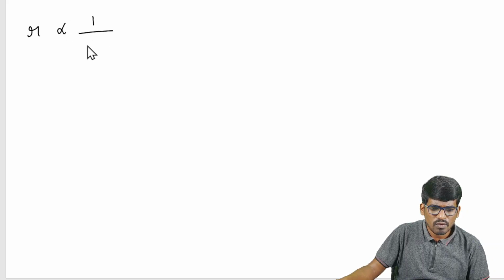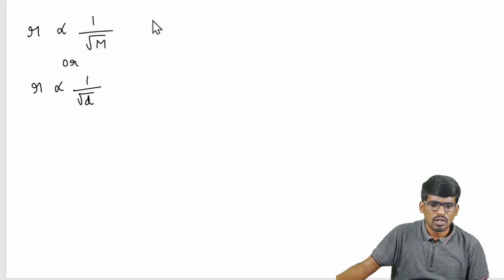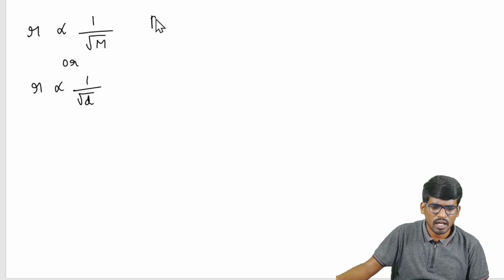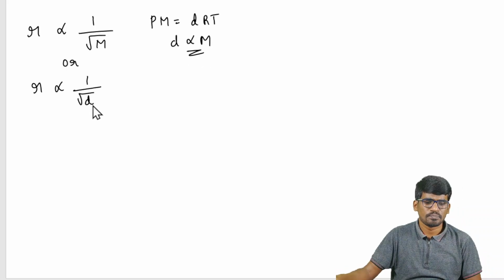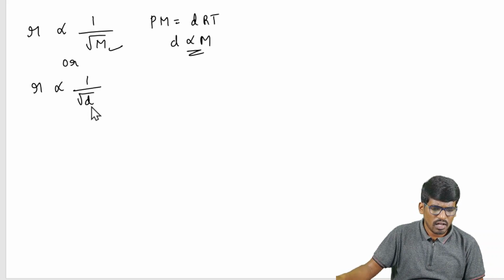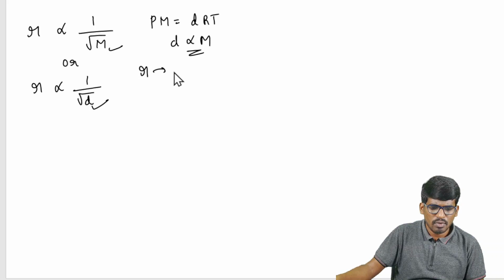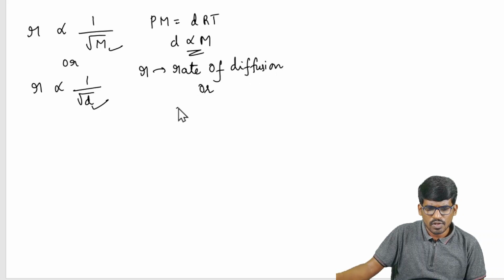What does it mean? Rate of diffusion, that is R, is inversely proportional to the square root of the molar mass, or I can take it as R is inversely proportional to the square root of density, because you are aware that PV = nRT, so d = PM/RT, that is, PM = dRT. Density is directly proportional to molar mass. That's why we can take either molar mass or density. Here R stands for what? R can be taken as rate of diffusion or rate of effusion. Anything can be taken.